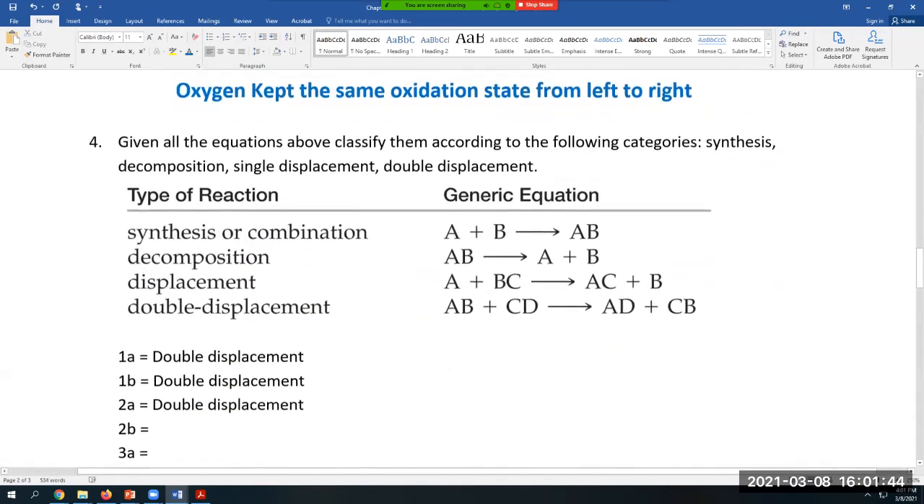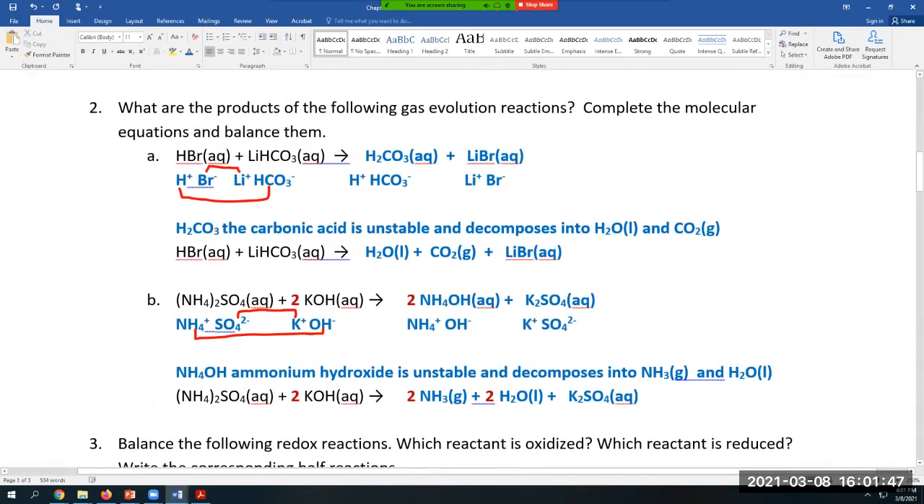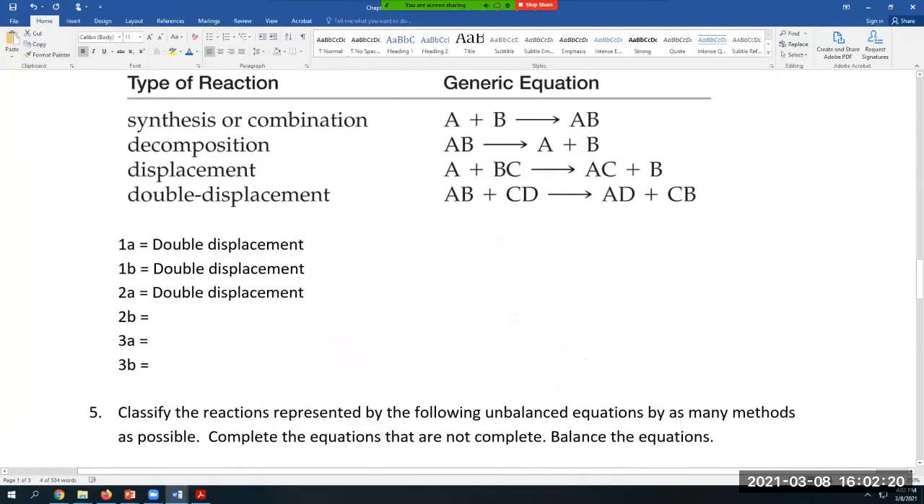Then 2B. 2B was also a gas evolution reaction where you have the ammonium going in with the hydroxide to make the ammonium hydroxide, which dissociates into ammonia and water. And then you have the K2SO4 salt. So again, here we see an exchange of partners between the ammonium and the hydroxide, and then the potassium and the sulfate. So they exchange partners, and so that's again a double displacement.